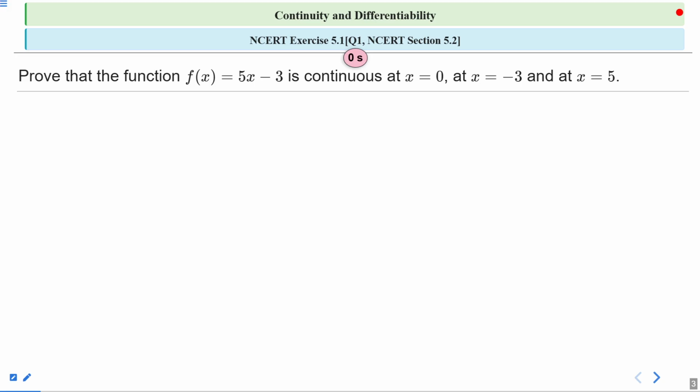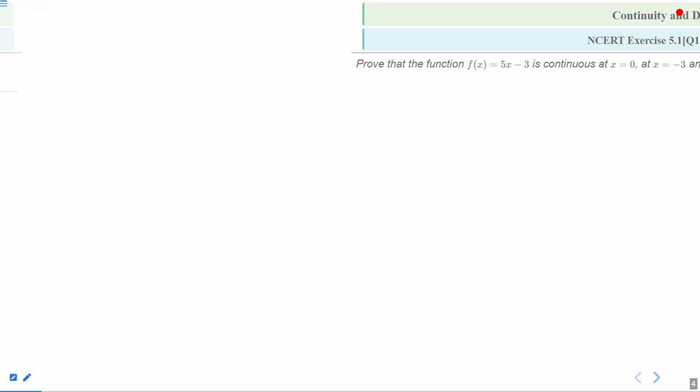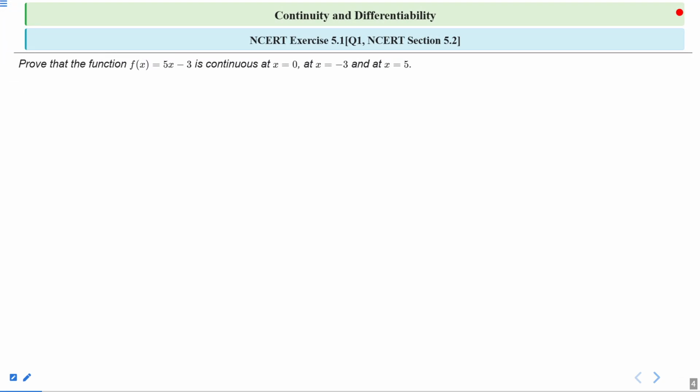Okay, let us move to the solution part. We have to basically prove that the given function f(x) = 5x - 3 is continuous at x = 0, at x = -3 and at x = 5. So let us see the solution. The given function is f(x) = 5x - 3.